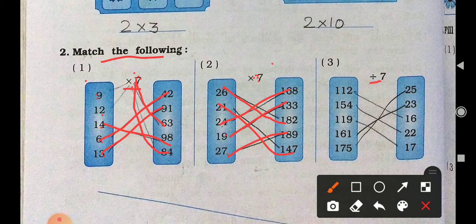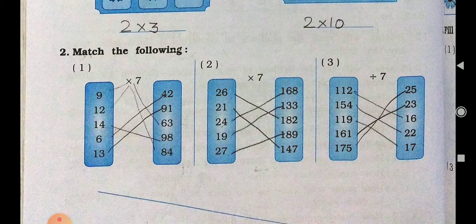Here is a divide. So we have to do divide. Divide करके हम लोग देख लेंगे कितना आएगा. 112 divide with 7, here will come 16. 154 divide with 7, here will come 22. 119 divide with 7, 17. 161 divide with 7, here will come 23. 175 divide with 7. Like this we have to do divide and multiply, then we will match it.